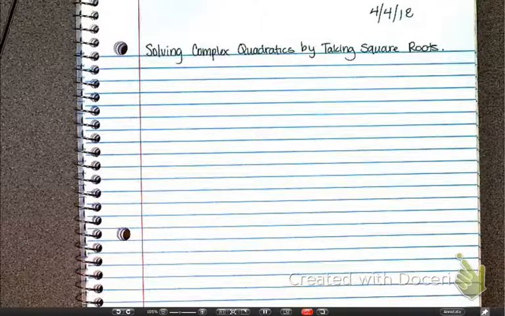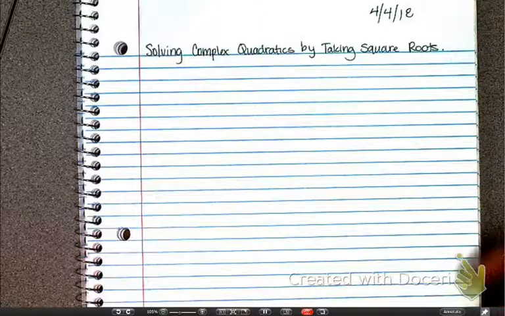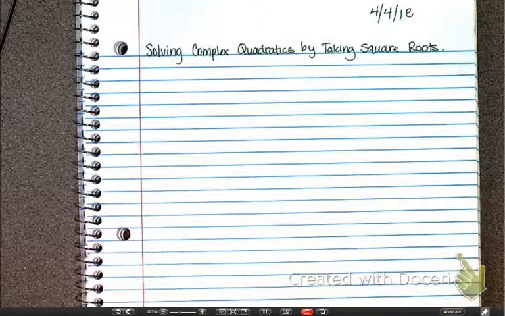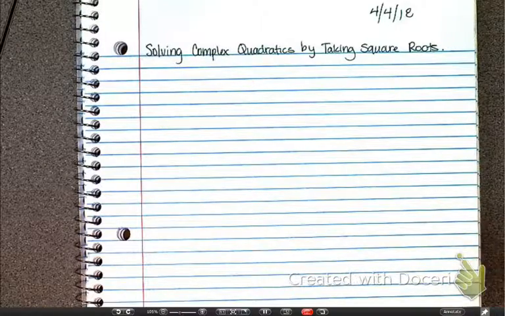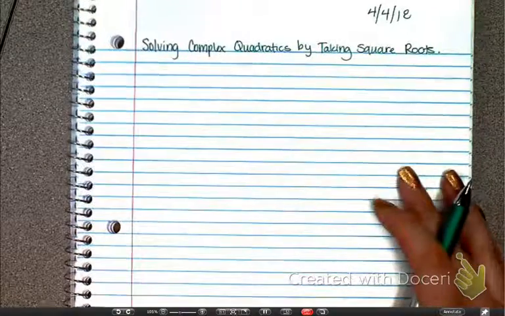Okay, so we are going to talk about solving complex quadratics by taking square roots. We did a whole lesson on taking square roots, right? We're going to do the same thing today, except we're going to add an additional layer.